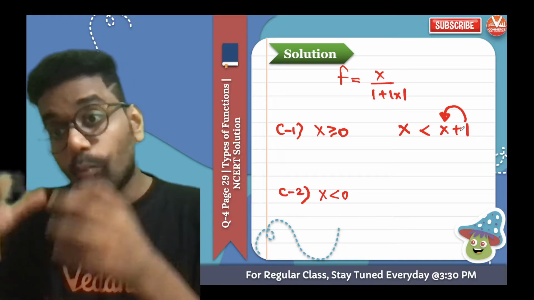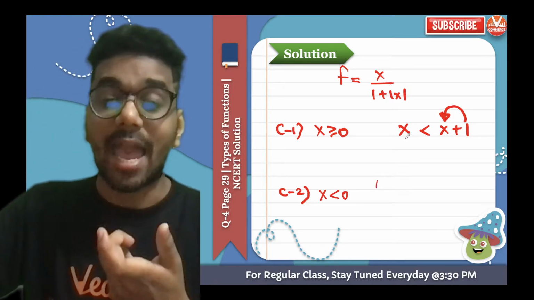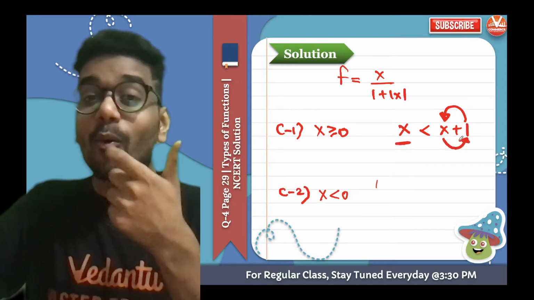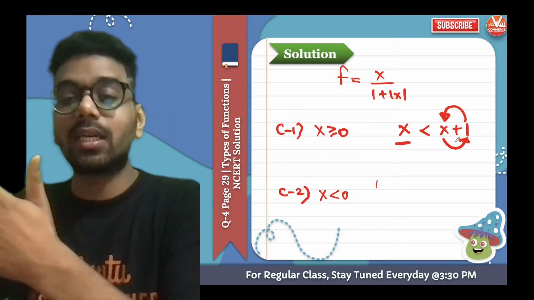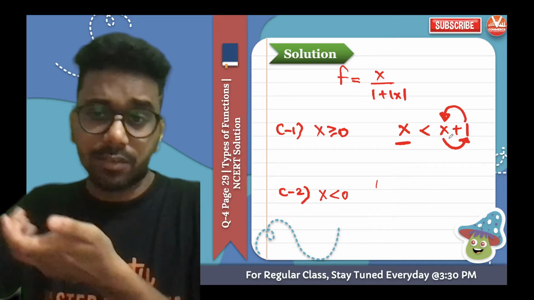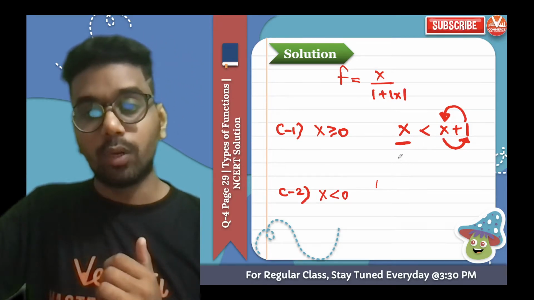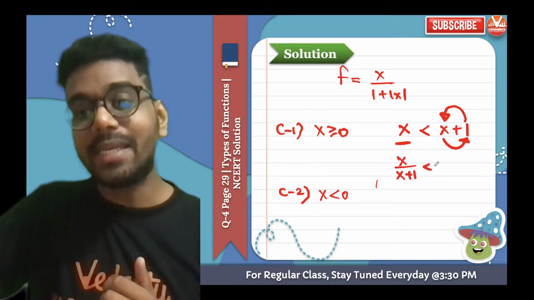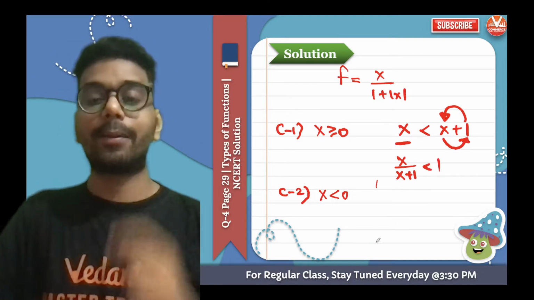X is positive, we are adding something positive in the 1. That means it is more than 1 and it is just x. So this is a positive number, and in this positive number we are adding 1. It is greater than x. So if it is positive, you can bring it to the other side. If you do so, x upon x plus 1 will be less than 1.